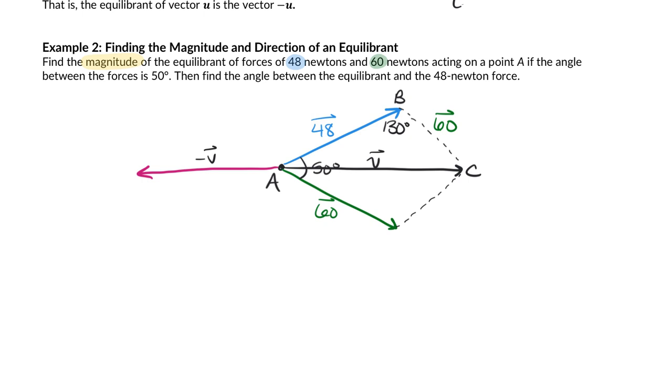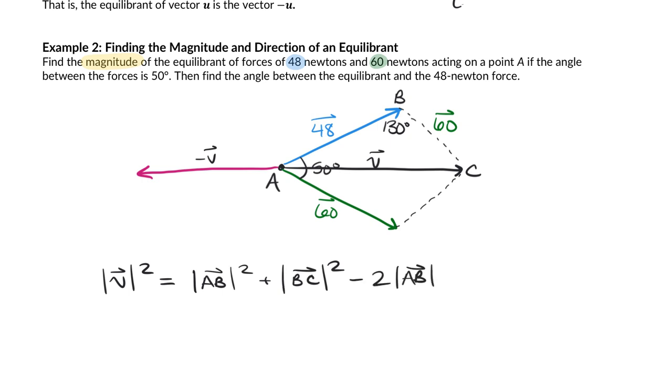The law of cosines says that the opposite side's magnitude squared would be equal to the two side lengths squared, so this is going to be AB squared, plus BC squared, minus 2 times the vector magnitude for AB times the vector magnitude for BC times the cosine of the angle between them. What is that angle between them?